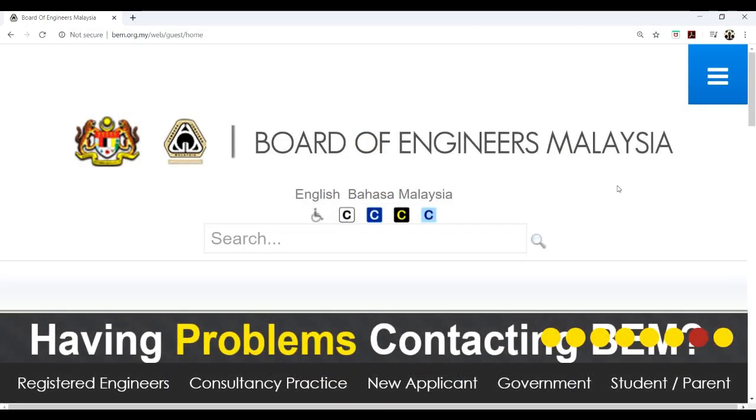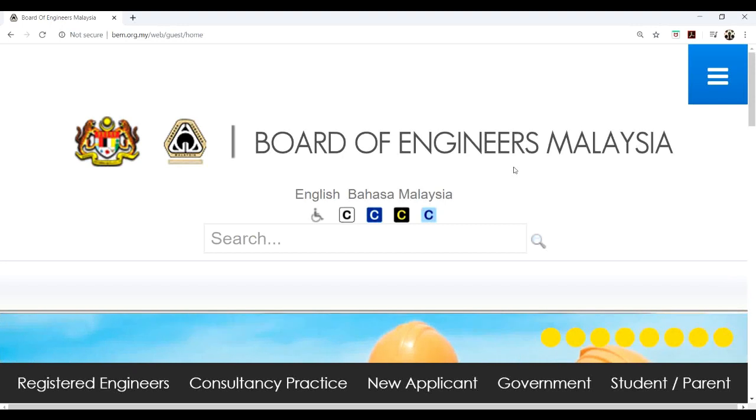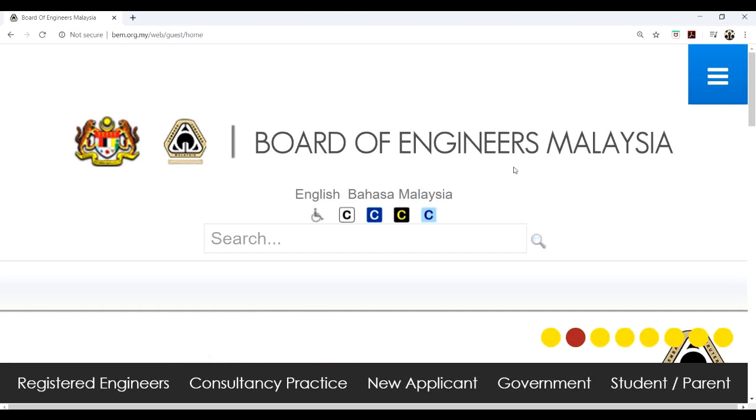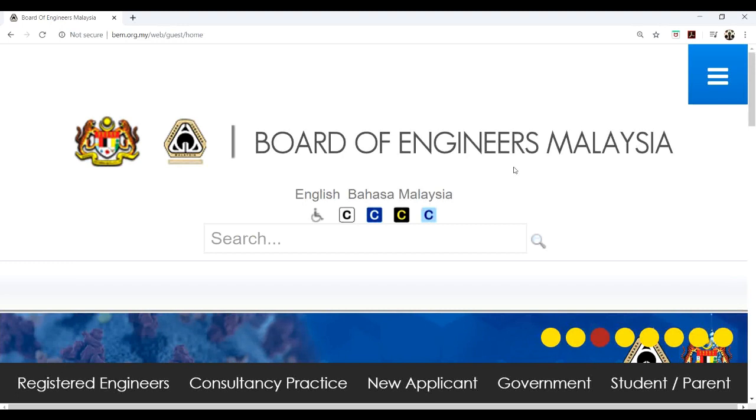As a summary, from this website, there is a lot of information from the Board of Engineers Malaysia that can be obtained by engineers. This will give guidelines to engineers to do their work according to the engineer's ethical standard. All these acts and regulations are important to avoid engineering failures.